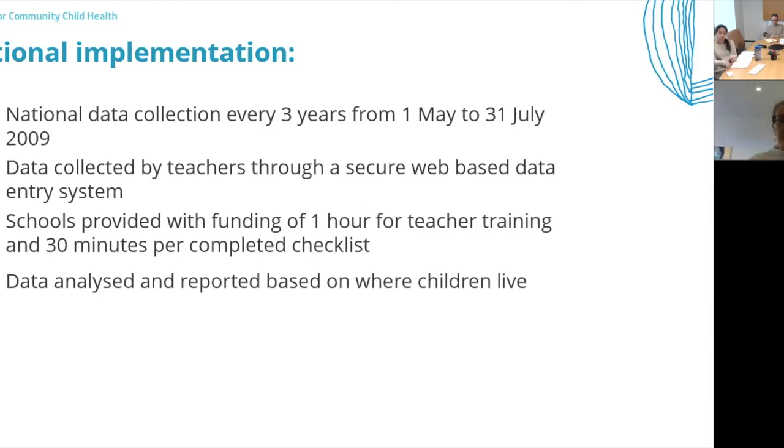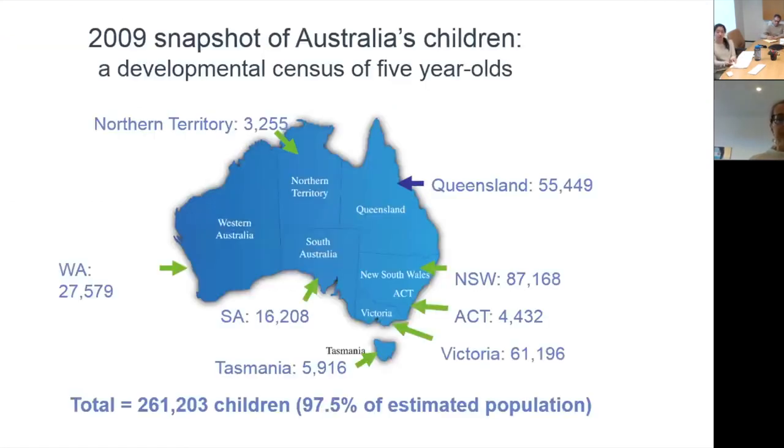And of course, like the EDI everywhere, the data are analysed and reported based on where children live. And just a bit of a snapshot of Australia's children. These are the old data, but I wanted to give you a sense. So this is the map of Australia, clearly. And as you can see, these are the kind of populations that we're talking about. So we essentially cover almost 98% of the whole population. And I'll show you the data over time.